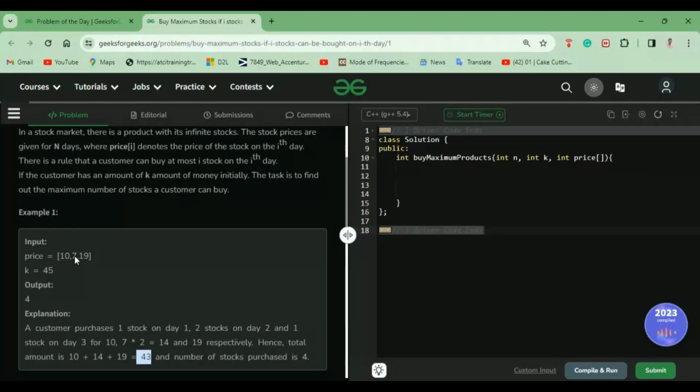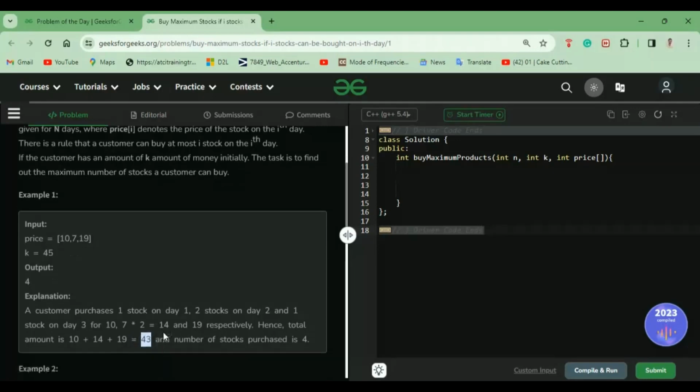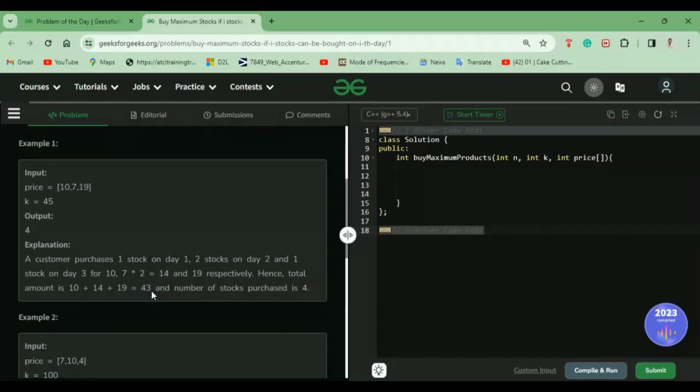On the second day we can buy the stock with value 7 two times, and on the third day we could buy three times. So they bought one on the first day, two on the second day, and one again on the third day, because the value is maybe less for purchasing more on the third day. That's why they bought four stocks, and the total value went to 43.